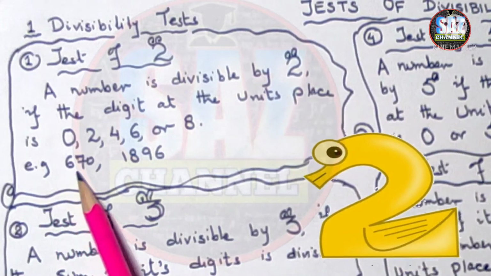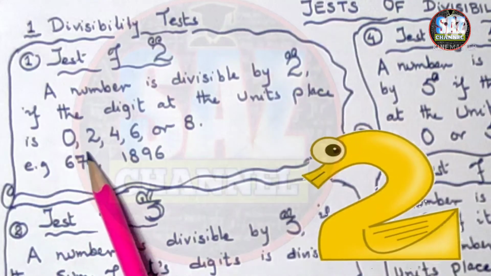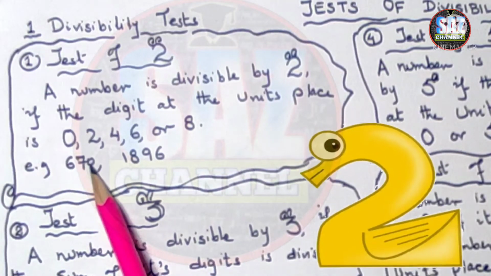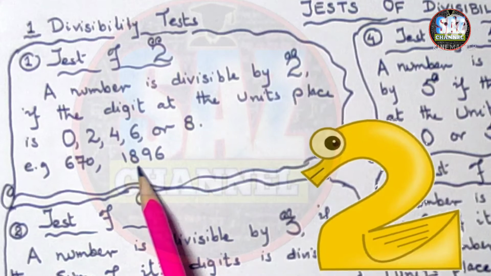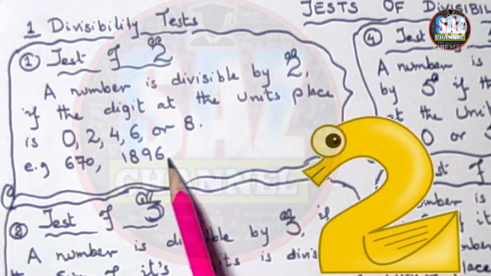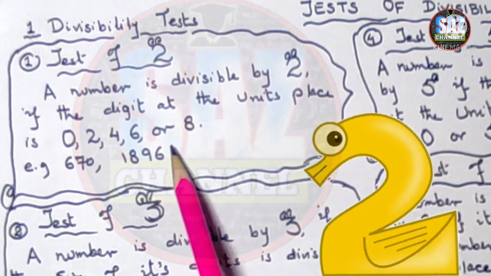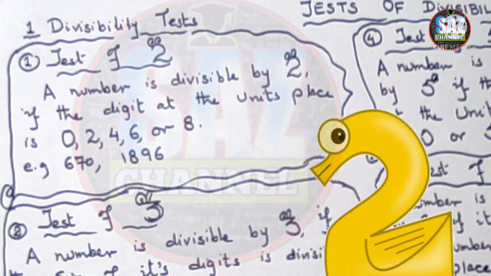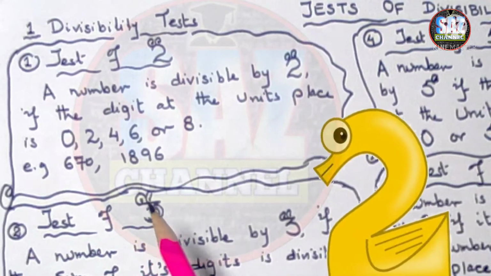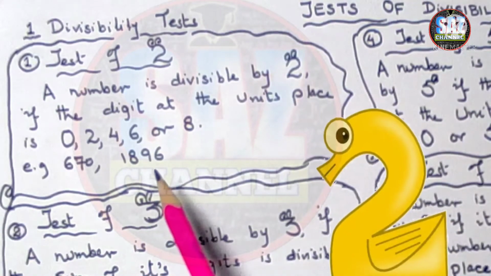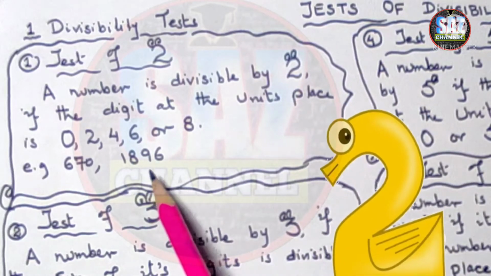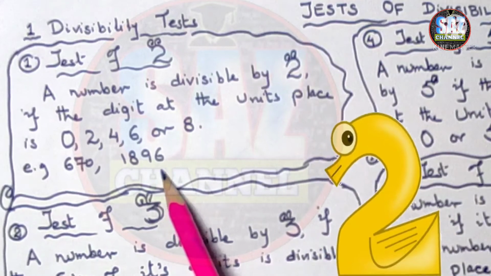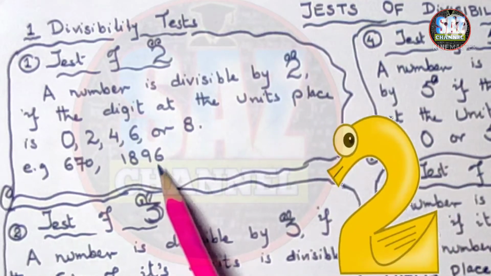For example, if we look at 670, here the unit digit is 0, so this number will easily be divisible by 2. And if we look at 1896, students, here again the unit digit is 6, it's a multiple of 2, it's an even number. It's up to you how you keep things in your mind: for the test of divisibility for 2, the unit digit either has to be even, or you can take it as it has to be a multiple of 2. Then that number will be easily divisible by 2.